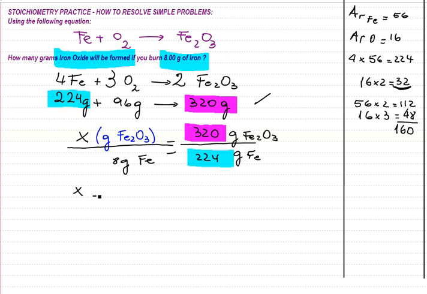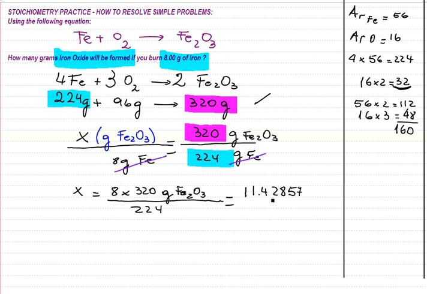So x will be the same as, we can cancel grams of iron and grams of iron, okay, and our x will be the same as 8 times 320 grams of iron oxide divided by 224. This gives me a number that is 11.42857 and so forth.